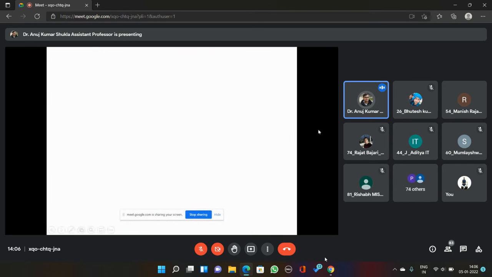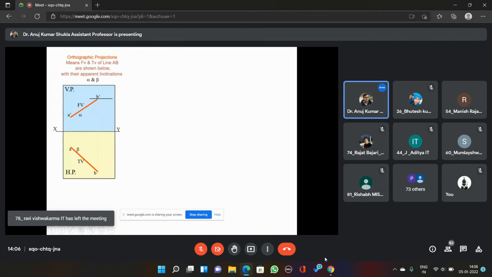So let's start from here. This is the orthographic projection, means FV and TV of line AB are shown below with their apparent inclinations. So this is the case for which? Can anyone let me know?